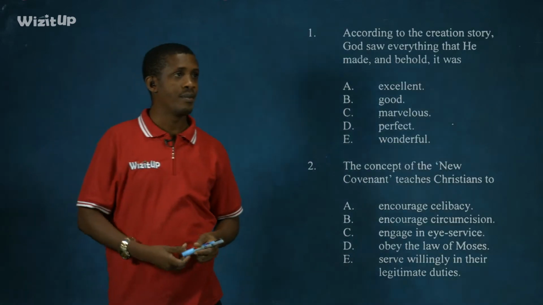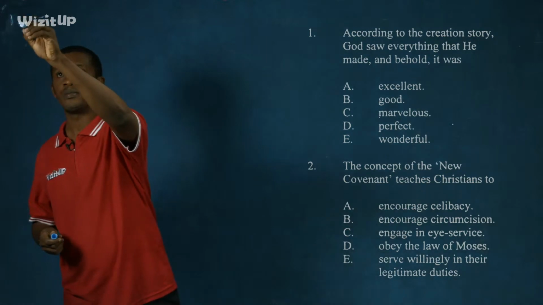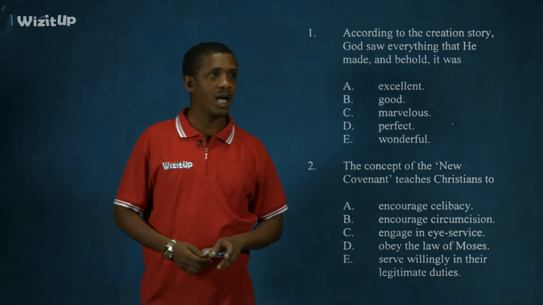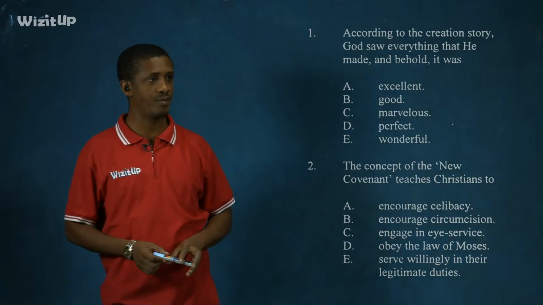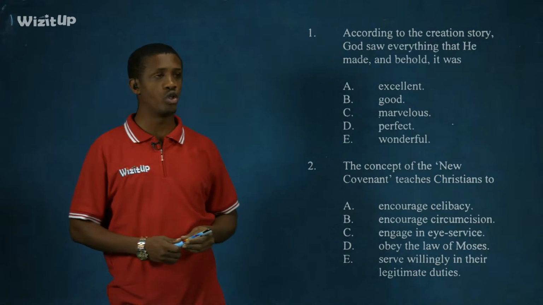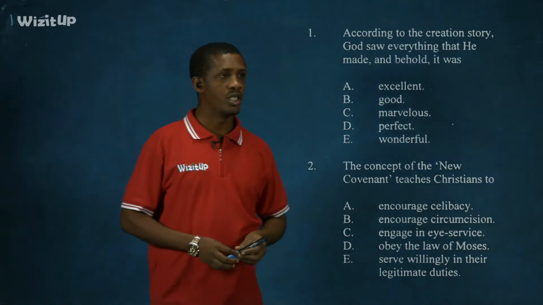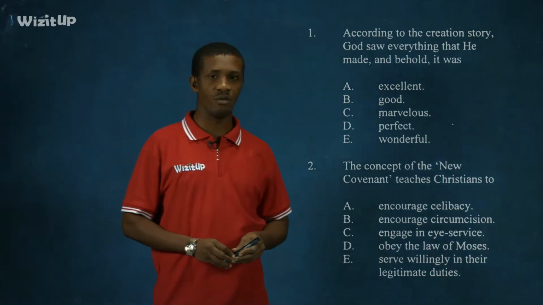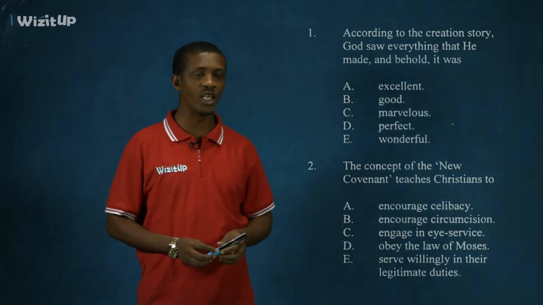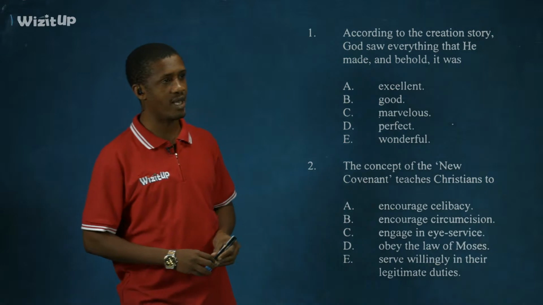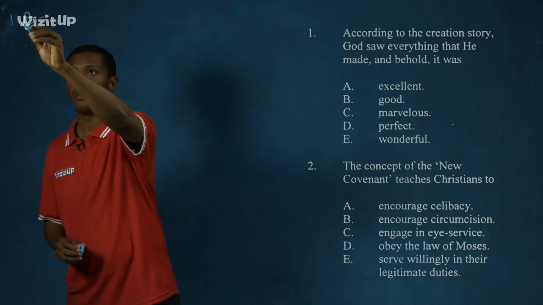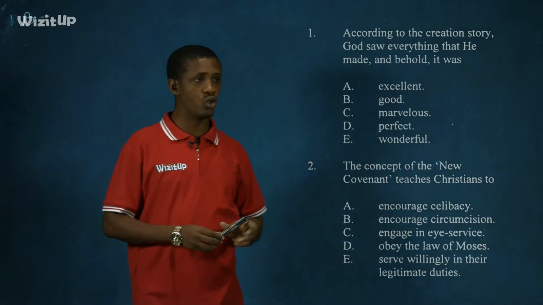And that states, according to the creation story, God saw everything that he made, and behold, it was dash. A, excellent. B, good. C, marvelous. D, perfect. E, wonderful. The answer there, according to the Bible, is, and God saw everything that he made, and behold, it was good. So the correct answer there is option B. Now let's go to question number two.